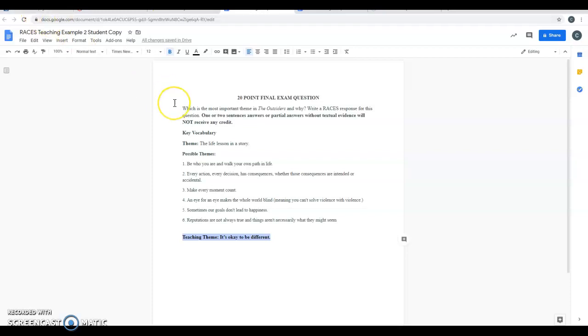Okay, so what you're going to do first is do a restate and answer with this question, which is the most important theme in The Outsiders and why? And you're going to use it's okay to be different as part of your restate and answer. So combine those two things, turn that question into a statement. Go ahead and do that. 3, 2, 1. Pause the video and complete your restate and answer. Go.